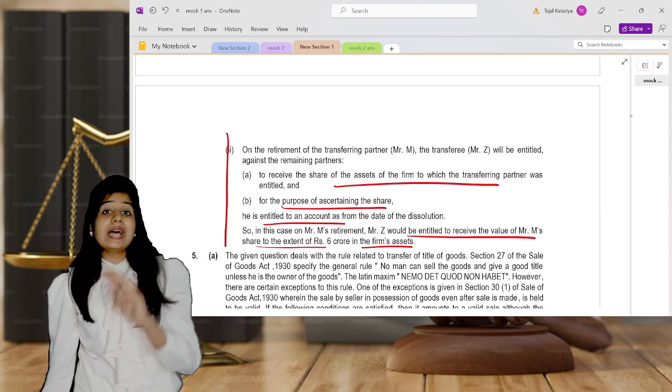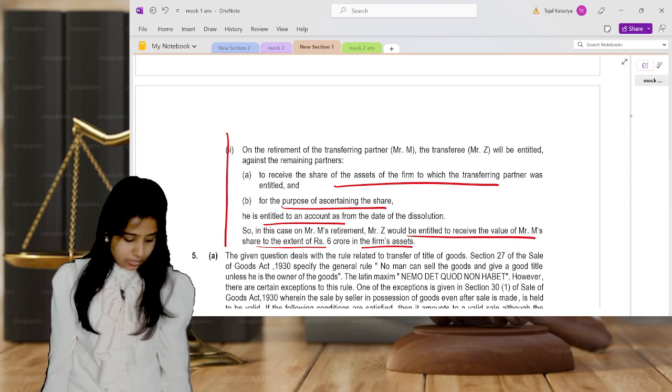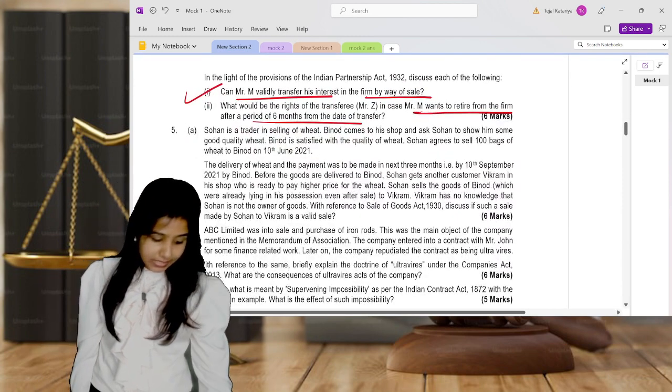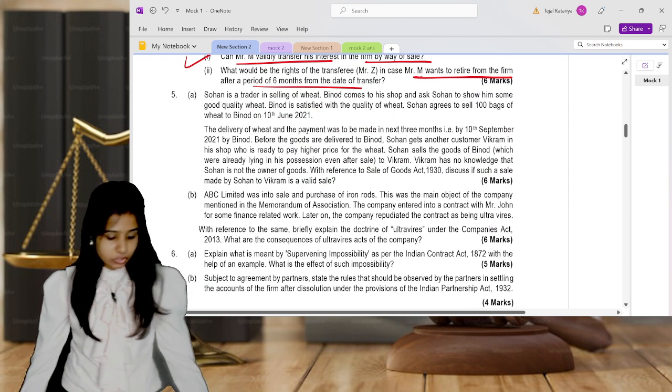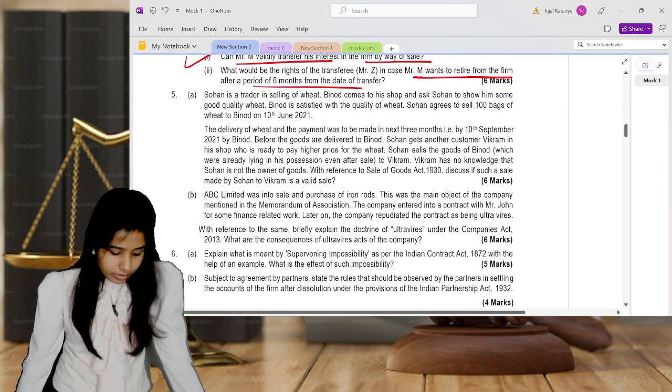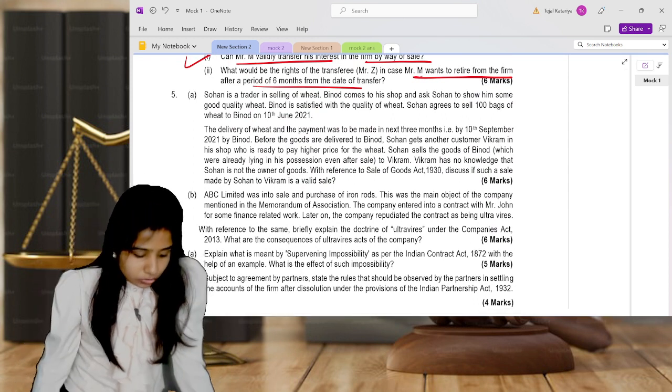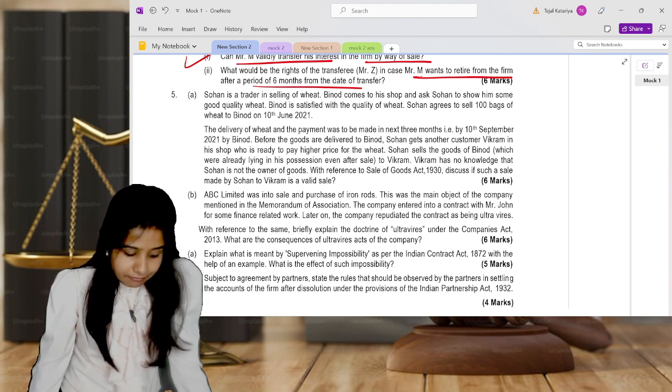So in both the situations, the answer is yes. And this question was all about section number 29. Now let's go ahead with question number 5. Question number 5 is on the Sale of Goods Act. It talks about Sohan, a trader selling wheat.